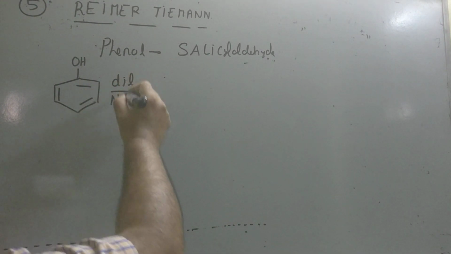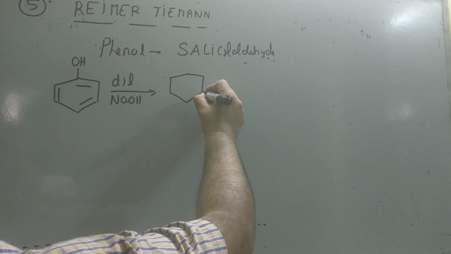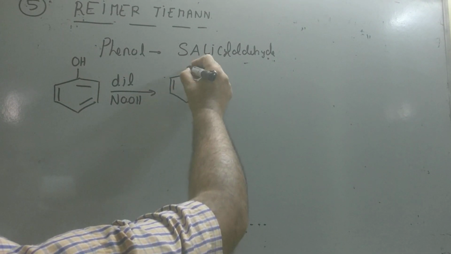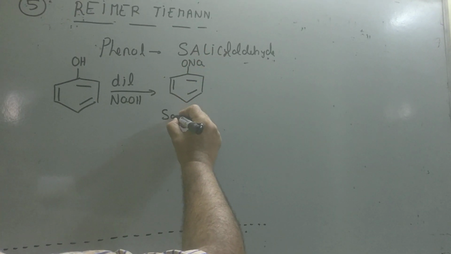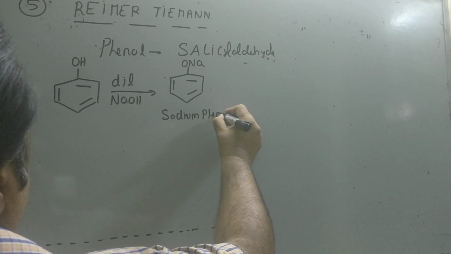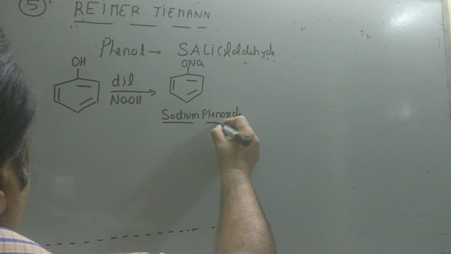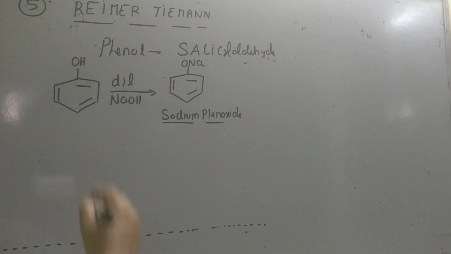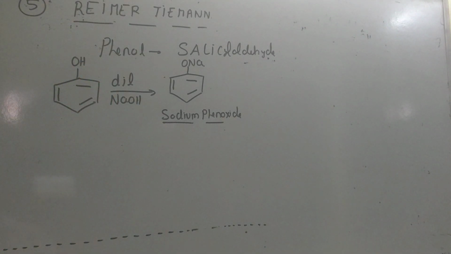So phenol is dissolved in dilute NaOH. It converts into a salt called sodium phenoxide. You get the formation of sodium phenoxide. That's the first step. We are supposed to make the solution of phenol in dilute NaOH. We are not using water as a solvent because phenol is sparingly soluble in water because of the big non-polar hydrophobic benzene ring. This we already know.